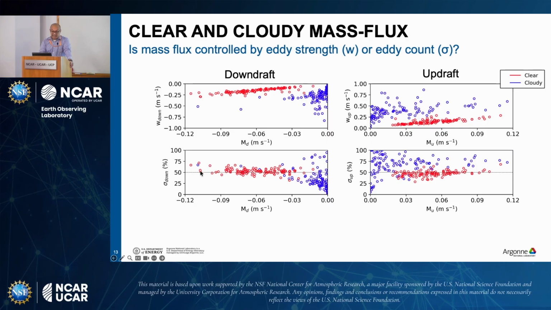But you don't see any correlation at all with the number. The sigma down is almost flat, so that's an interesting thing. Essentially, for the mass flux, what you mostly want to know is the strength of the eddies, not the number of the eddies. That's the more important thing.